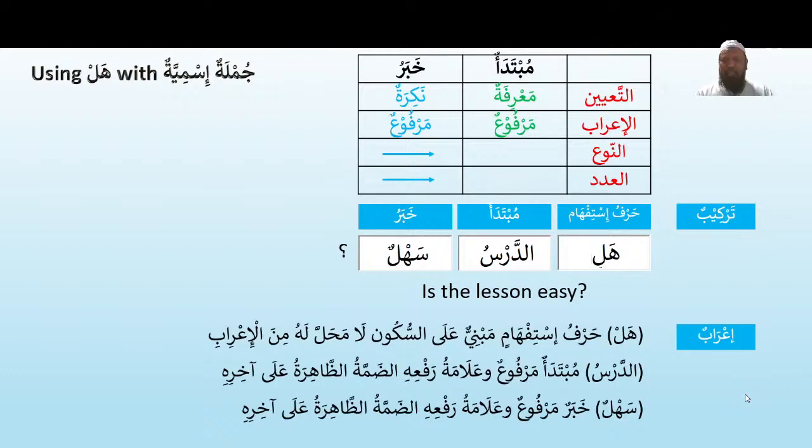Do the i'rab quickly. هل حرف استفهام مبني على السكون لا محل له من الإعراب. الدرس, see, dars does not belong to any of the groups of the nouns, of the isms, so we don't need to mention the name. We just straight say مبتدأ. الدرس مبتدأ مرفوع وعلامة رفعه الضمة الظاهرة على آخره. سهل خبر مرفوع وعلامة رفعه الضمة الظاهرة على آخره.